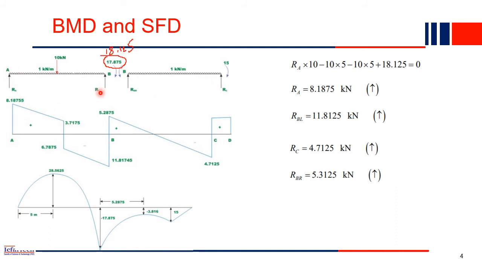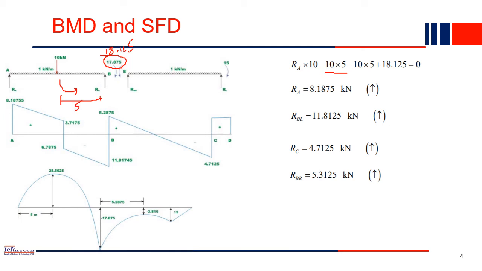Now find RA from here. Use the equilibrium equations first. Take moment about B equal to 0 and write down RA. RA into the total distance, which is 10, is in the clockwise direction, that's why you consider it positive. Then you have another force, 10 kilonewton, acting anti-clockwise. That means it is negative, but 10 into the distance, which is 5. This distance is 5, given to us.